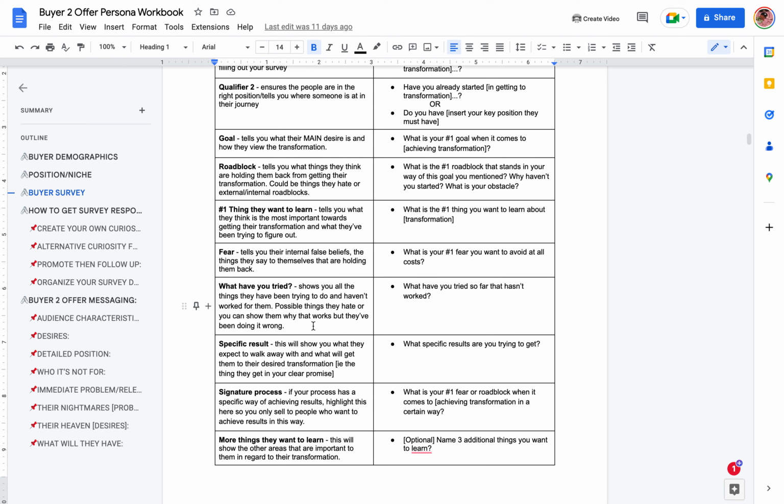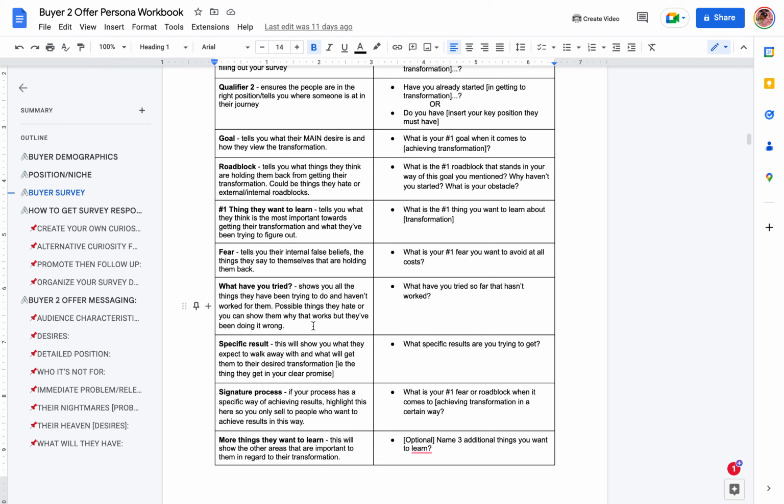So the next one is specific result. This will show you what they expect to walk away with and what will get them to their desired transformation, right? That thing that they get that we talked about in your clear promise. But again, this is really just going into someone's head and they're telling you essentially what they're expecting the clear promise to be. So it's going to give you a lot of great information and make sure you actually are positioning yourself to say, hey, you told me about all these roadblocks, the things you want to learn, the fears and all this stuff, and this is where you specifically want to get to. This is your desire that's going to get you to this transformation. Let me know what that is. And that's what this question is going to solve.